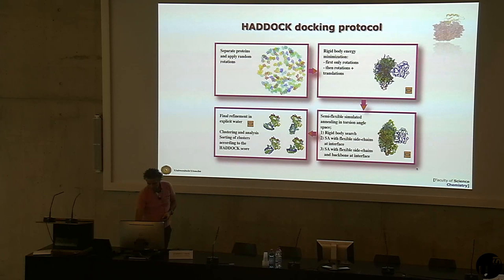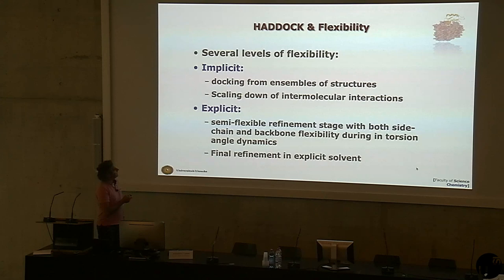So in terms of flexibility, what do we have? We have an implicit way of dealing with flexibility, meaning we can do the modeling not from a single structure, but we can also start our modeling from an ensemble of conformations. So we're not going to do a docking run for each conformation, but we give an ensemble to the software, and they are going to be used in that way. So you should not give too large ensembles because you have a dilution problem. If only one conformation is able to lead to the right solution, and you give 1,000 conformations, you only have 1 chance out of 1,000 to hit that conformation. Okay, so you want to limit the number of models.